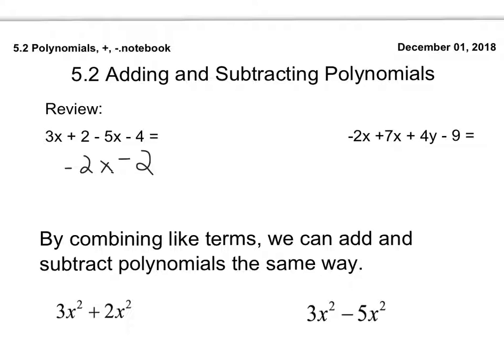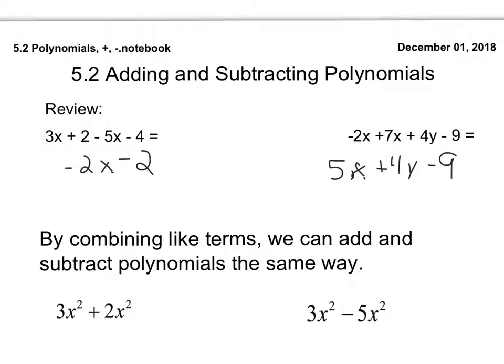I also over here can only combine things that have the same variable, so I can only combine my negative 2x and 7x to make 5x. And then the 4y and the negative 9, I can't do anything with those, so I just rewrite those on the bottom. And there you have it.